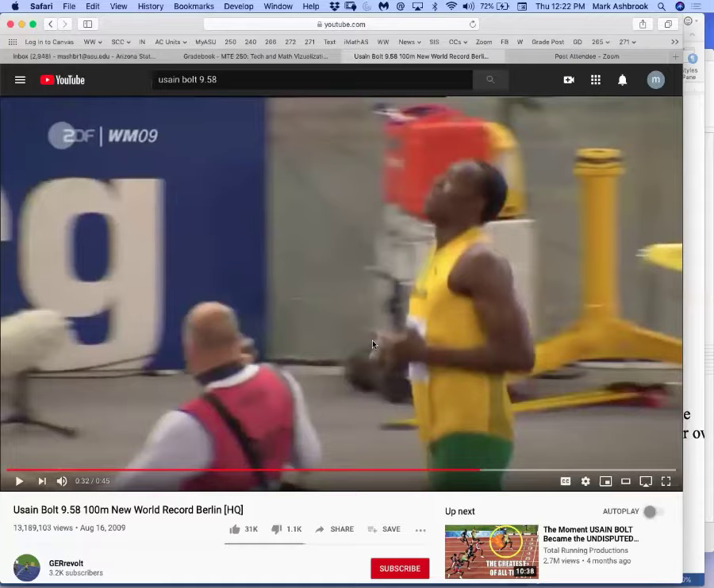And then what? Well, tell me more. So, why did you do 100 divided by 9.58? Trying to figure out miles per hour, but that's not an hour. But I don't think he was going the same speed throughout the whole thing. Okay.